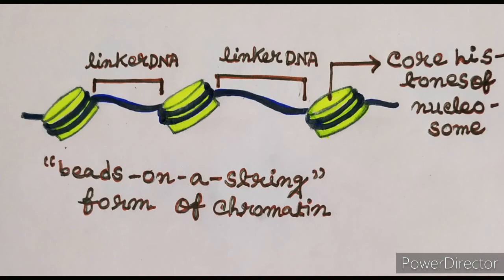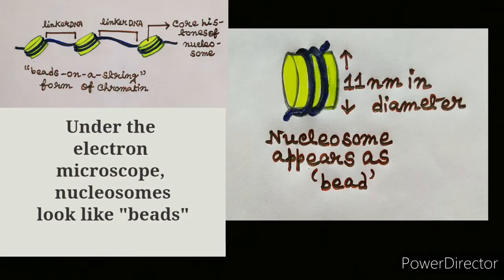Under the electron microscope, chromatin in its extended form looks like a beads on a string structure. The nucleosome is about 11 nanometer in diameter. Under the electron microscope, the nucleosomes appear as the beads on a string structure of chromatin.